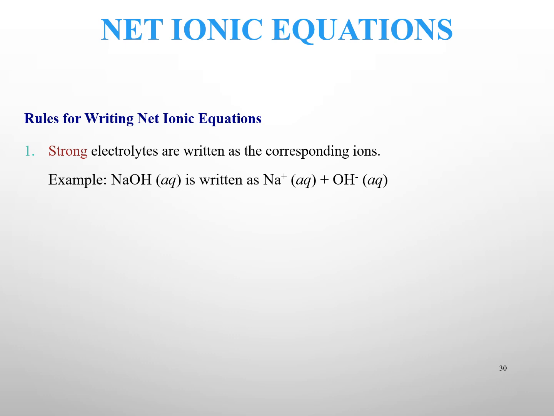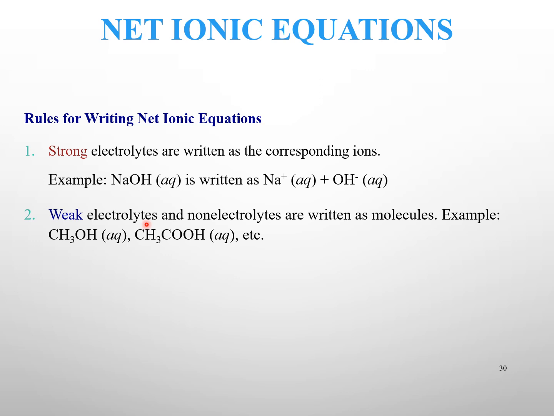So some rules for writing that ionic equation. Strong electrolytes are written as the corresponding ions, so just split them up completely. And then weak electrolytes are written as molecules. So if you have, like in this case, CH3OH, CH3COOH, these guys, the OH, remember, they're not bases because they're not paired with a cation, instead of just carbon and hydrogen here. So these are written as molecules.